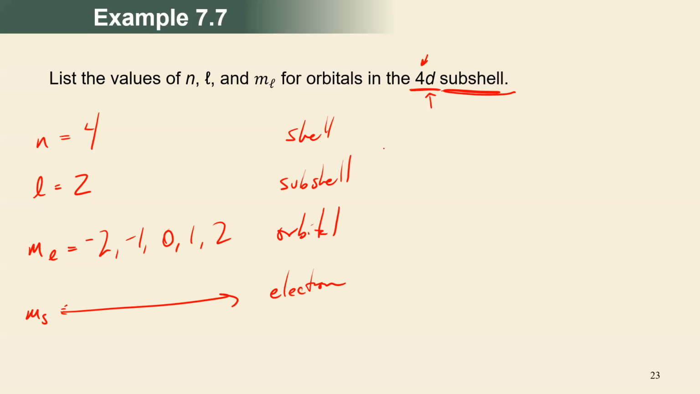So we need 2 quantum numbers to define a subshell, n and l. We need 3 quantum numbers to define a single orbital, n, l, and m sub l. We need all 4 quantum numbers to define a single electron within an orbital. Okay. All right, very good.